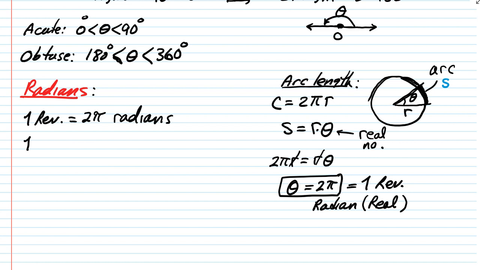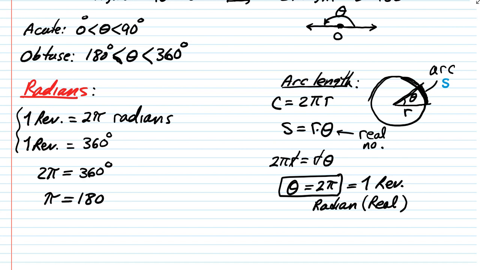Okay. And remember, one revolution is also equal to 360 degrees. So from this, we can get a formula, or call it a conversion factor. Think of it as a formula, but it's really a conversion factor between degrees and radians. So we can say that if 2 pi is equal to 360 degrees, then divide by 2, and pi is 180 degrees. So this is the conversion factor between radians and degrees.